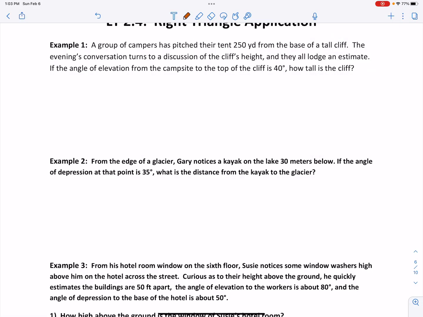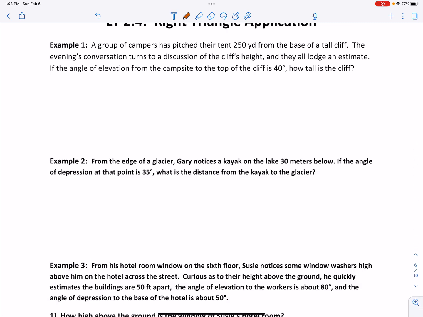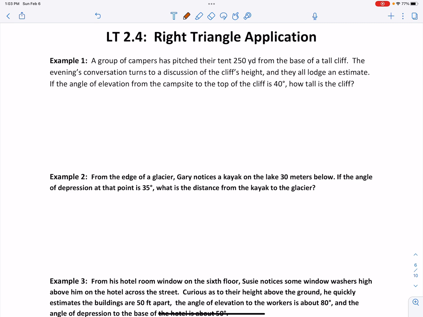All right, we are going to look at application questions of right triangles. And the hardest thing about application questions is you have to read the question and draw it. You're going to struggle with that because you're going to want me to clarify things, and I will not. You're going to have to read the question.